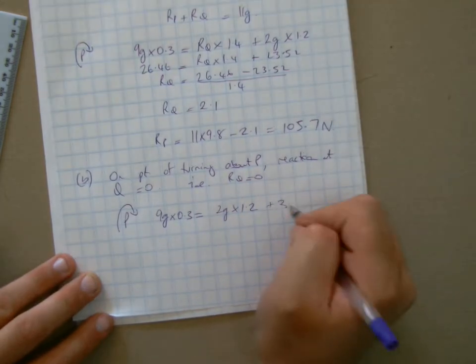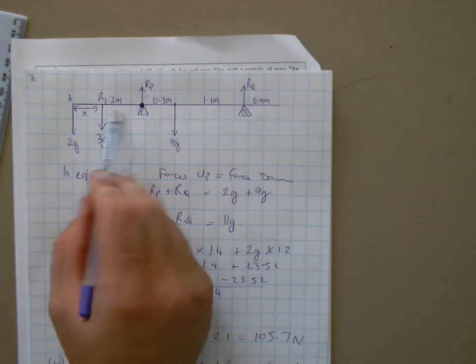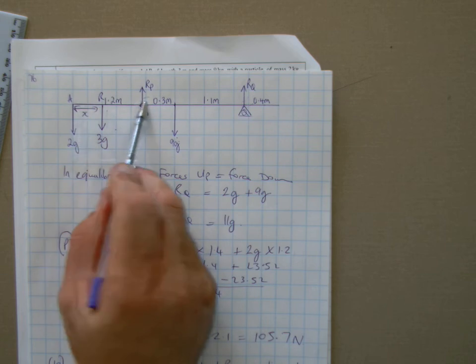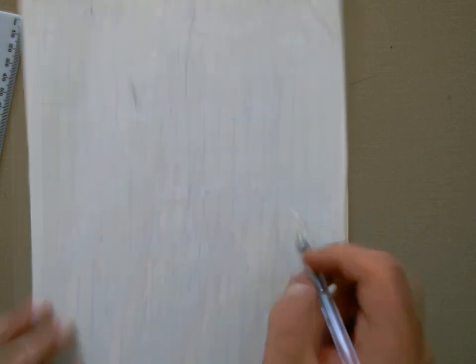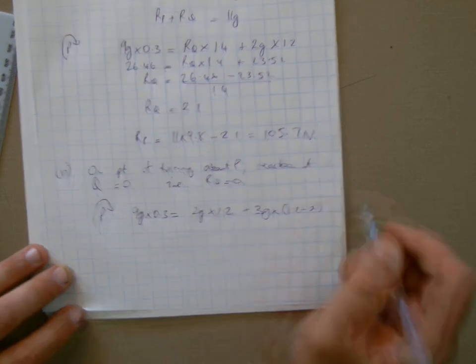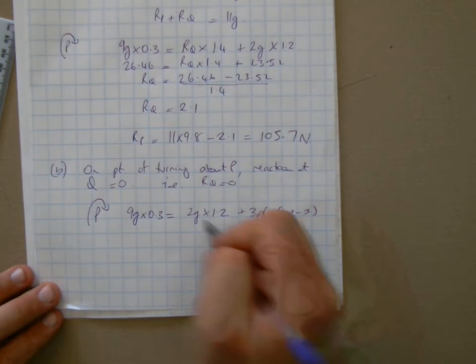Plus then the 3G, now we've got to get this distance right. The 3G will be that distance there. Now if the whole distance is 1.2, and that's X, then the shorter distance will be 1.2 take away X. So we've got that there. And the G's will cancel.